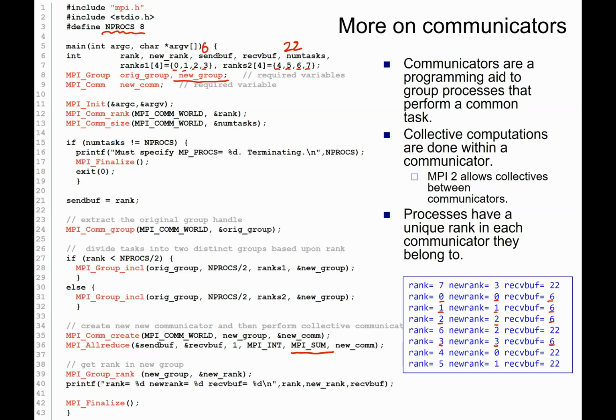And these other processes, the processes 4, 5, 6, and 7, since they go into a new communicator with only 4 processes, their new ranks are going to be 0, 1, 2, and 3. But the value that they receive was the sum of their old ranks, which is 22. So they're going to receive these 22 values. This shows you how to create new communicators based on the processes from previous communicators.